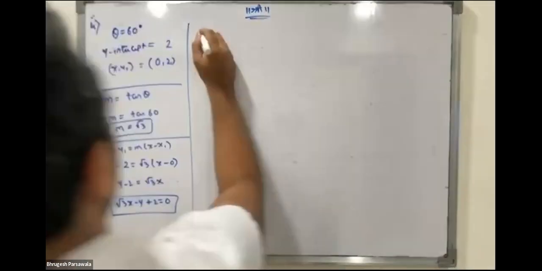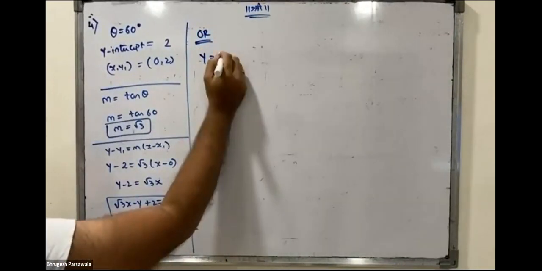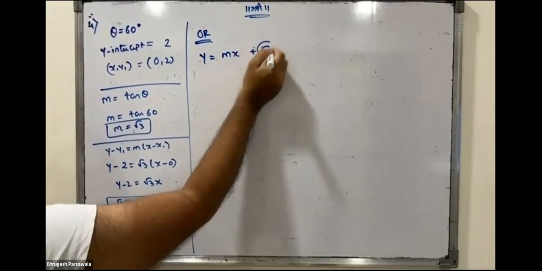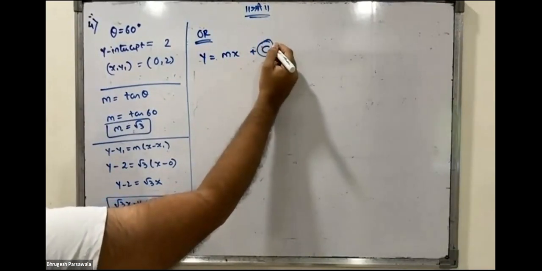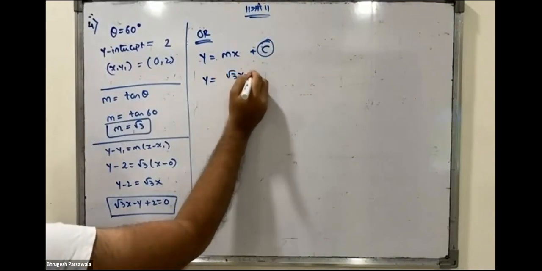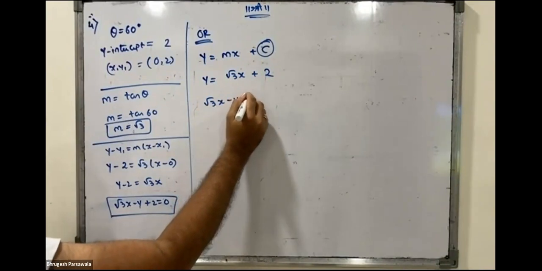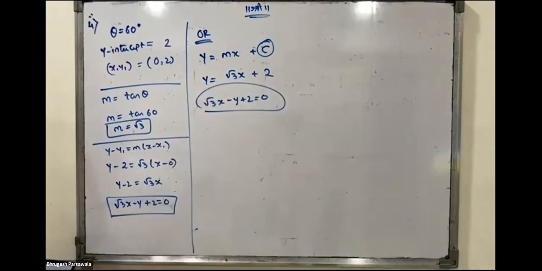Okay. This is another method I'm just showing to you. This is faster method, but don't confuse yourself. Whenever y-intercept is given, c stands for y-intercept. That's why m is root 3 and y-intercept was 2. So directly you got the answer. It's a faster way. Okay, if you are not getting confused, you can use directly this. I'm fine with it. Okay.